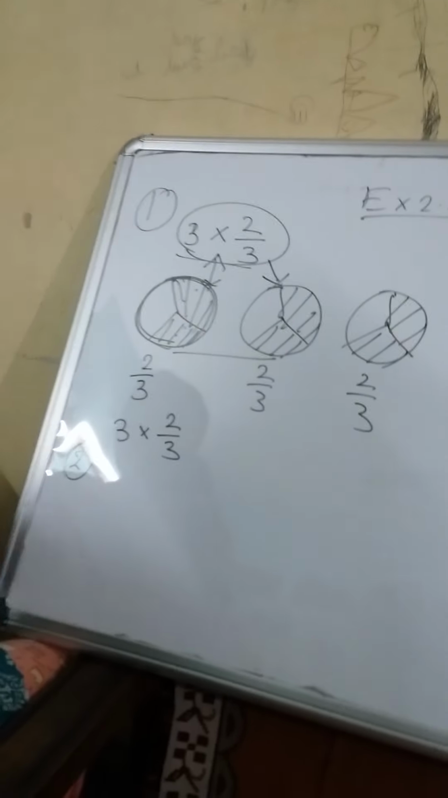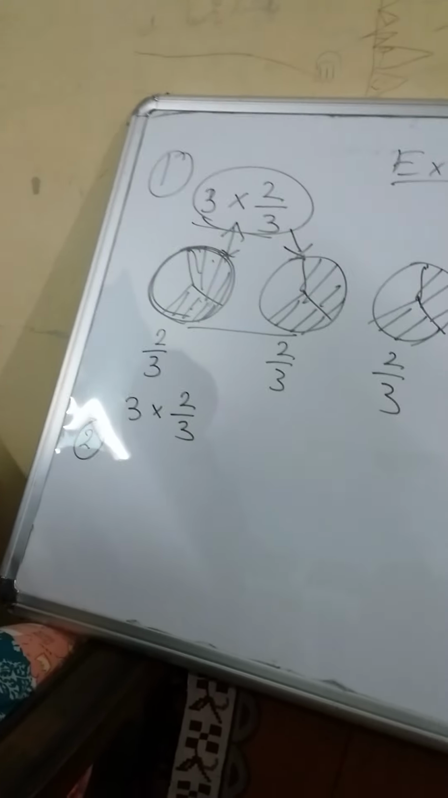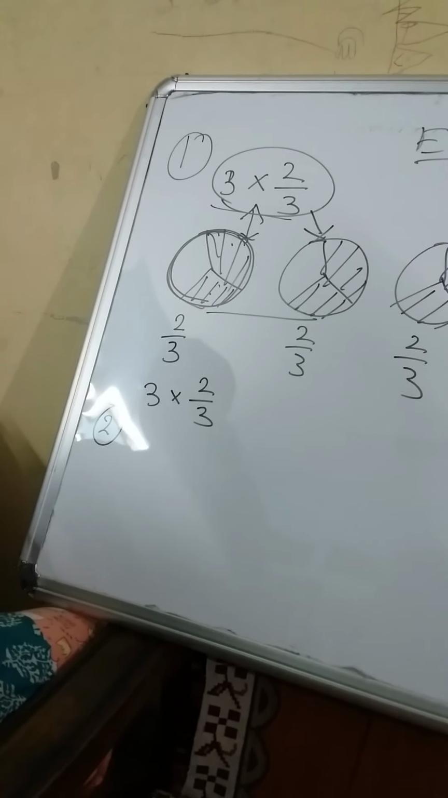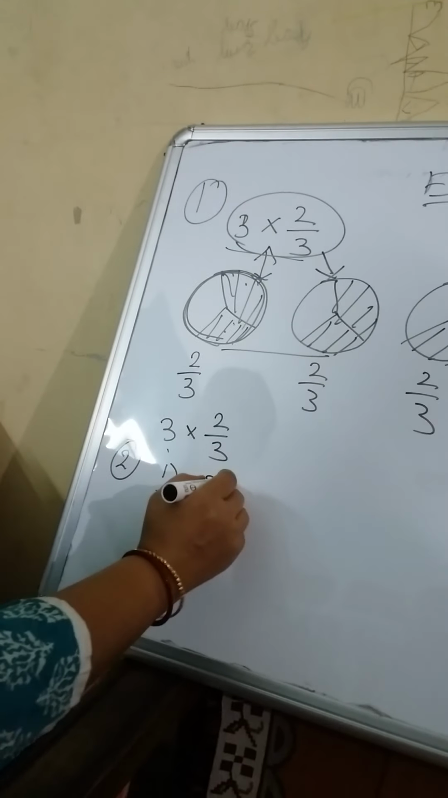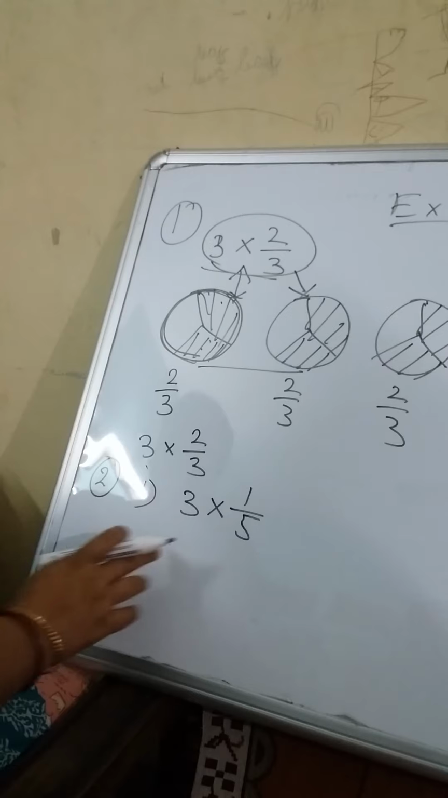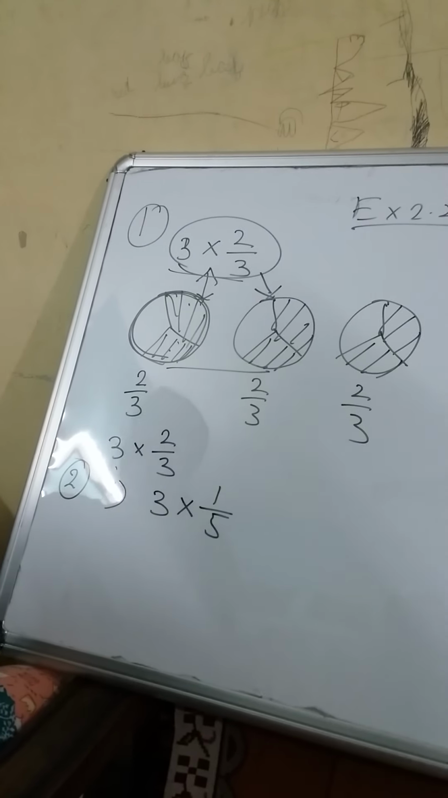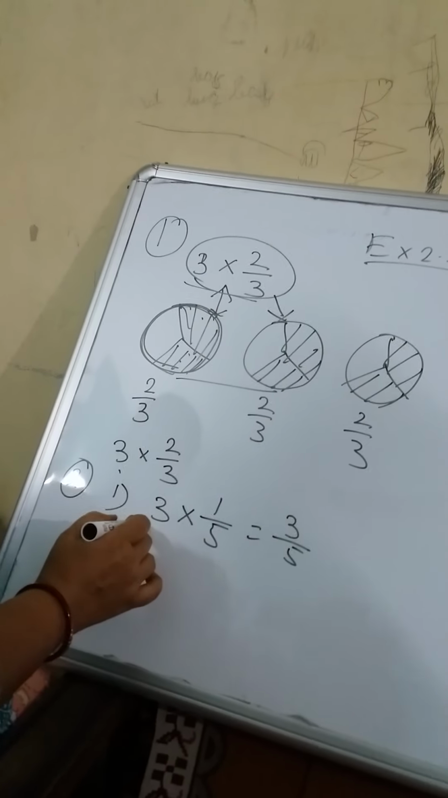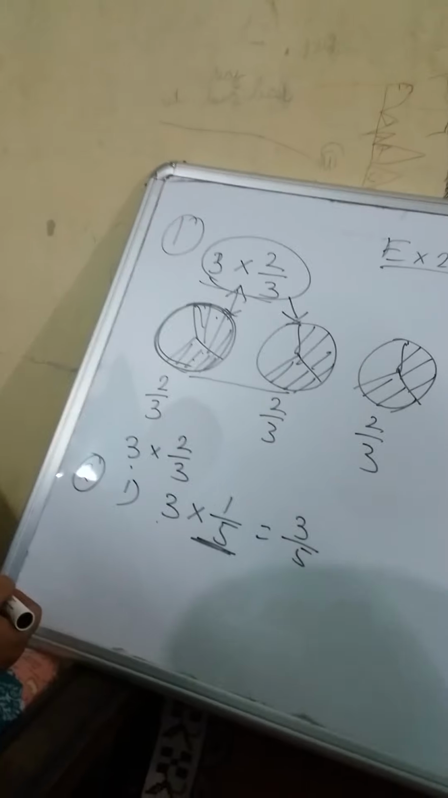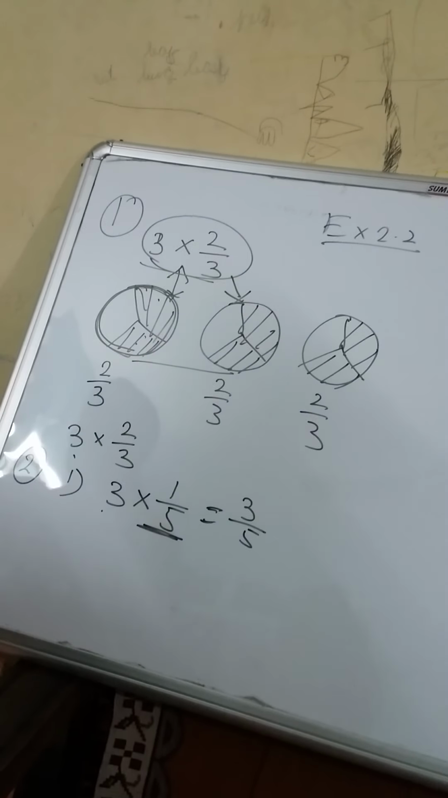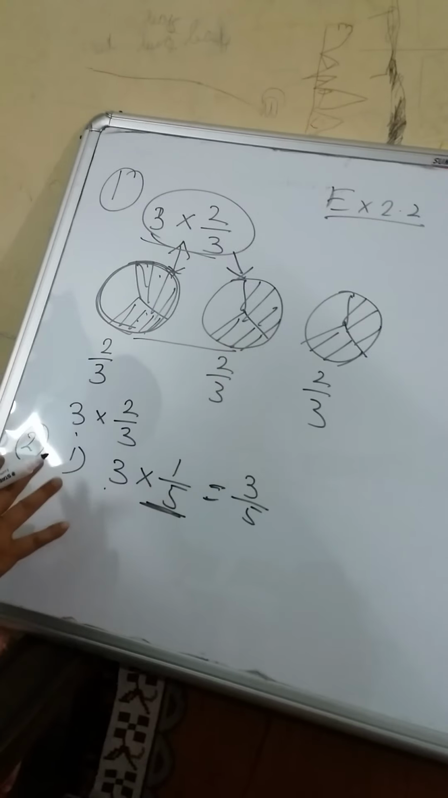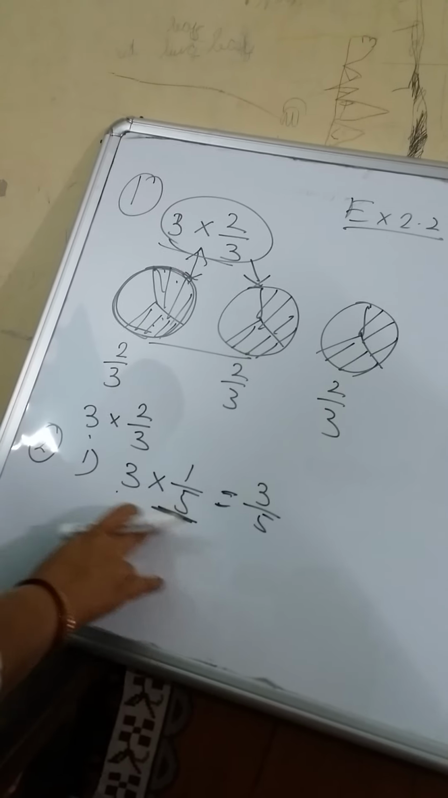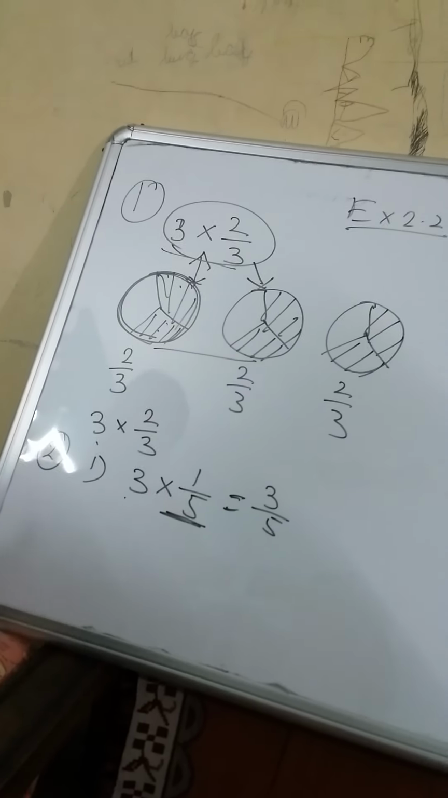Next is question number 2. Some pictures A to C are given below. Tell which of them show this multiplication. What does it mean? It means 3 times multiplied by 1 by 5 will give you 3 by 5. You have the 3 diagrams given. You have to match from those diagrams which is showing this multiplication.